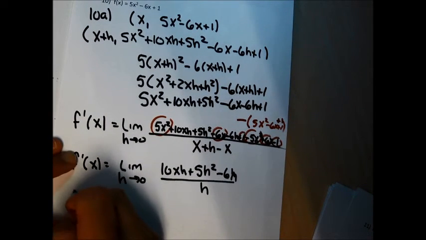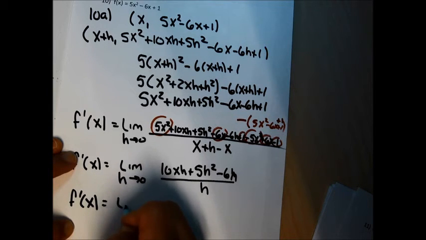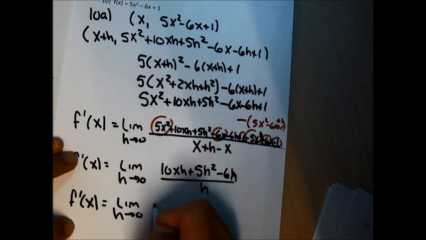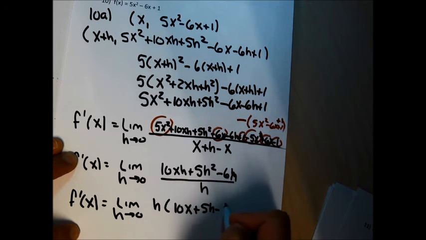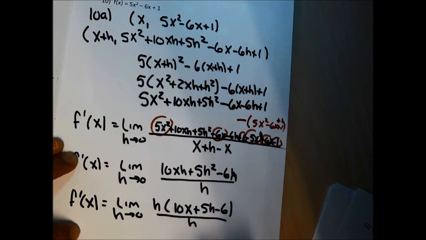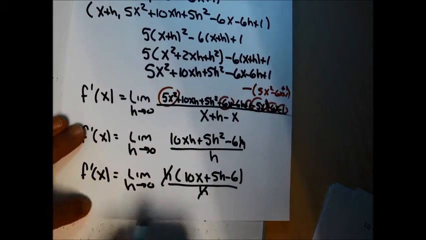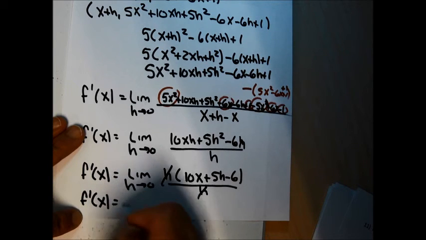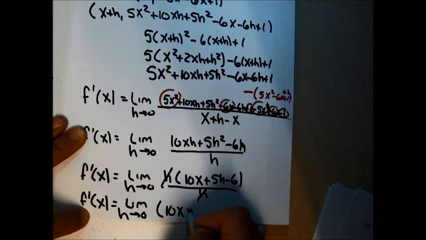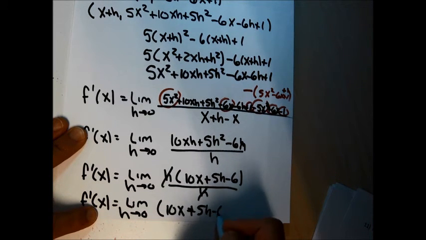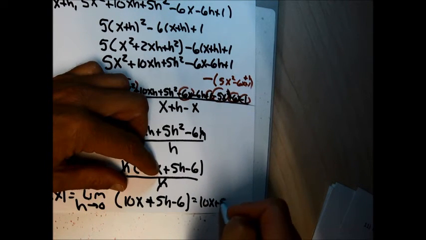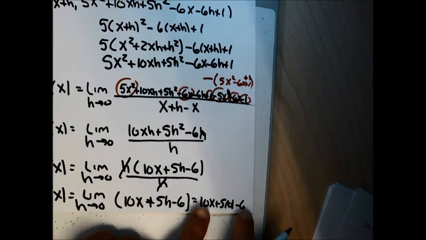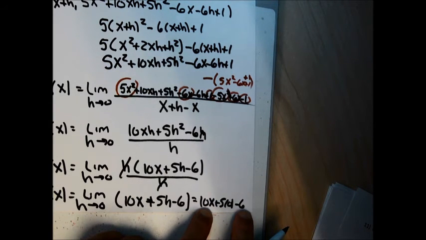Factor out an h from my numerator. I get f prime of x equals the limit as h goes to 0 of h times 10x plus 5h minus 6 over h. Cancel out the h's. I get f prime of x equals the limit as h goes to 0 of 10x plus 5h minus 6. Plug in 0 for h. I get 10x plus 5 times 0 minus 6. That's just going to give me 10x minus 6 because the 5 times 0 is going to cancel.